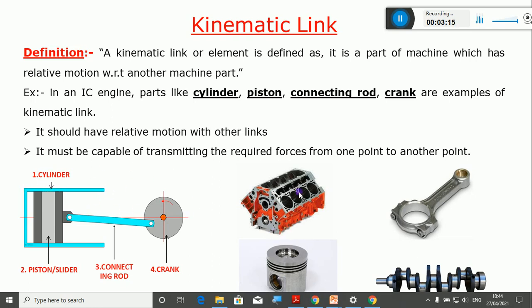This is a cylinder block. This is a connecting rod. This is a piston. This is a crankshaft. Individually, I can call these parts a kinematic link.